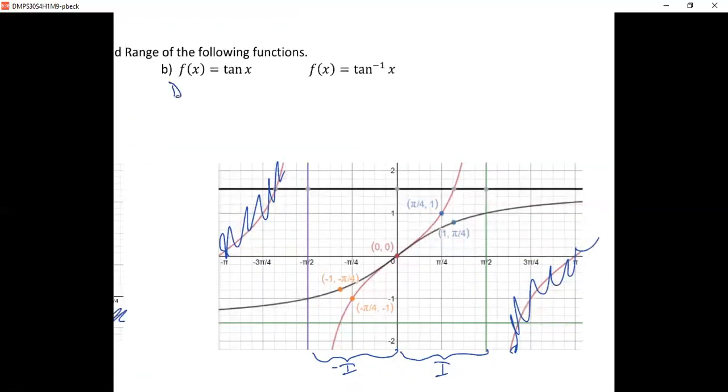So the domain of tangent is all the x's such that x does not equal negative pi over 2, which is one asymptote, and then pi n, which is every asymptote after that. The range of tangent is all real numbers. If we take a look at the graph, we can see that the slopes go from negative infinity to positive infinity.